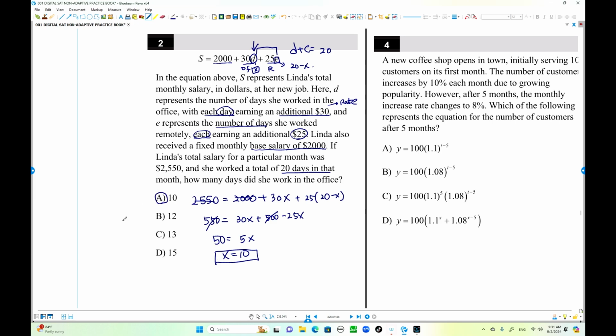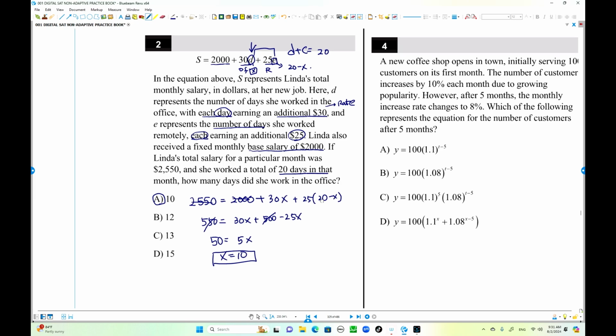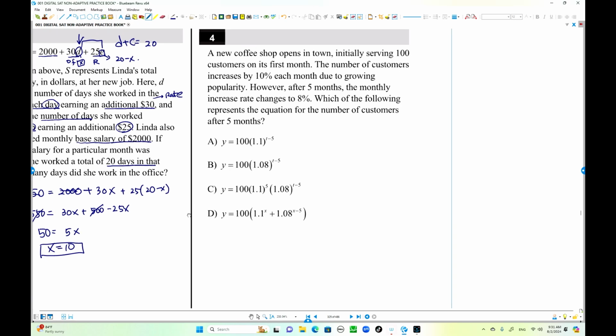The other, the total number of days is 20. The other 10 days were also remote work, okay? For number 2, option A is correct.